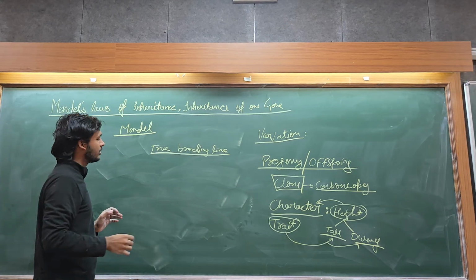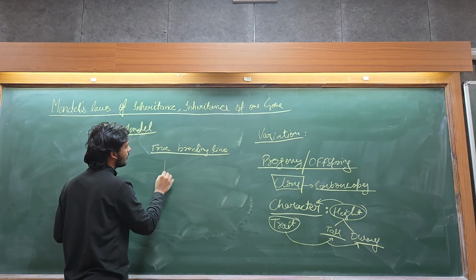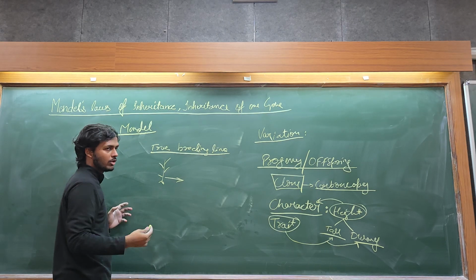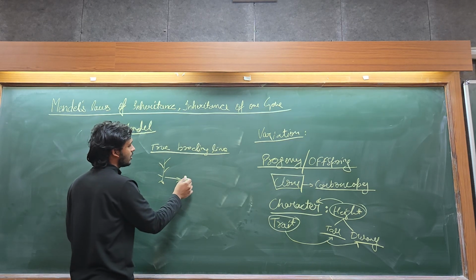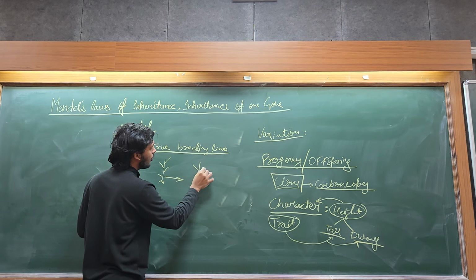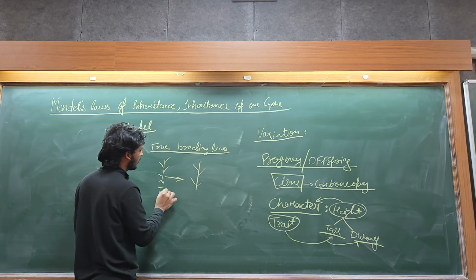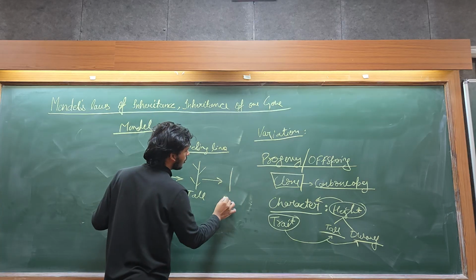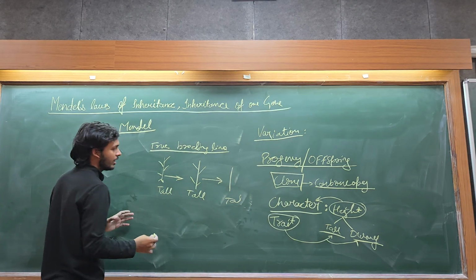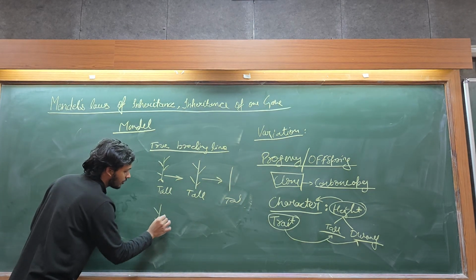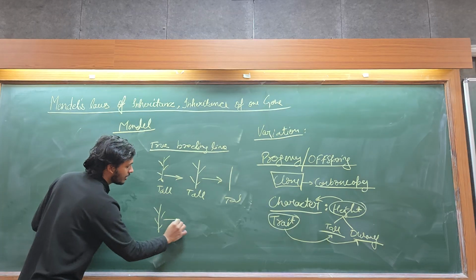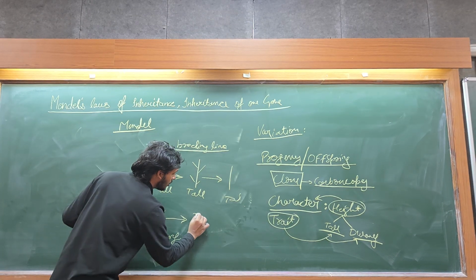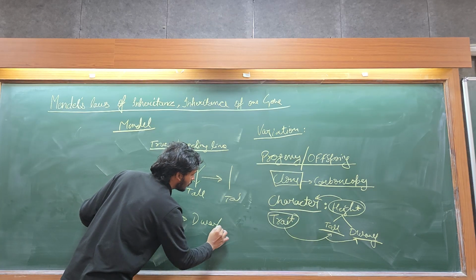True breeding lines means, suppose a plant is self-pollinated, it will always produce tall plants, and so on. And if a plant is dwarf and it is self-pollinated, it will always form dwarf plants. So they are called true breeding lines.